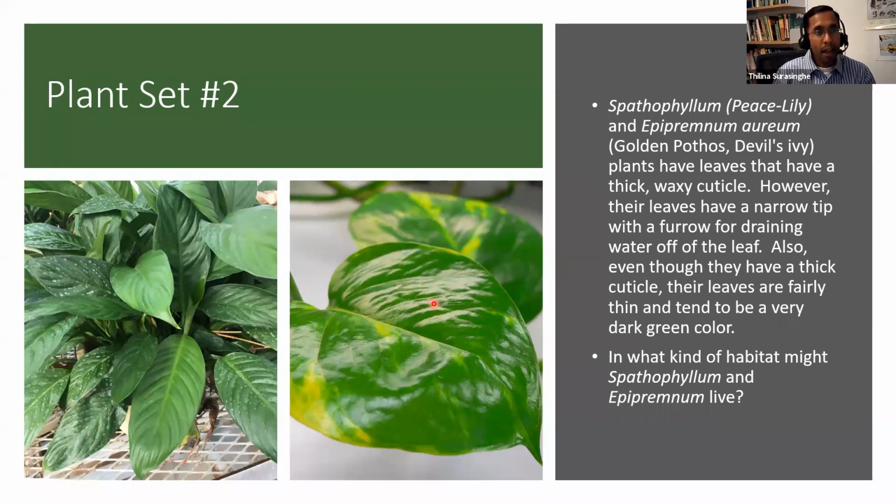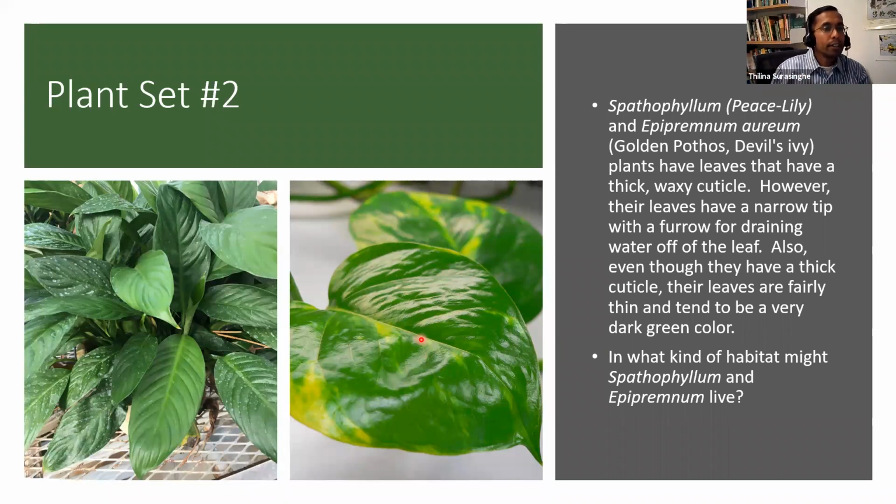Peace lily and the devil's ivy plants have leaves that have a thick waxy cuticle. Not the leaf itself is thick, the cuticle is actually thick and waxy. However, their leaves have a narrow tip. Look at this, narrow tapering tip with a furrow for draining, right? If you look at the leaf itself, this midrib sort of creates a furrow. Let me show you to my camera. The leaf blade is not like this, it's more like this, okay? So that actually helps to drain water from the leaf blade.